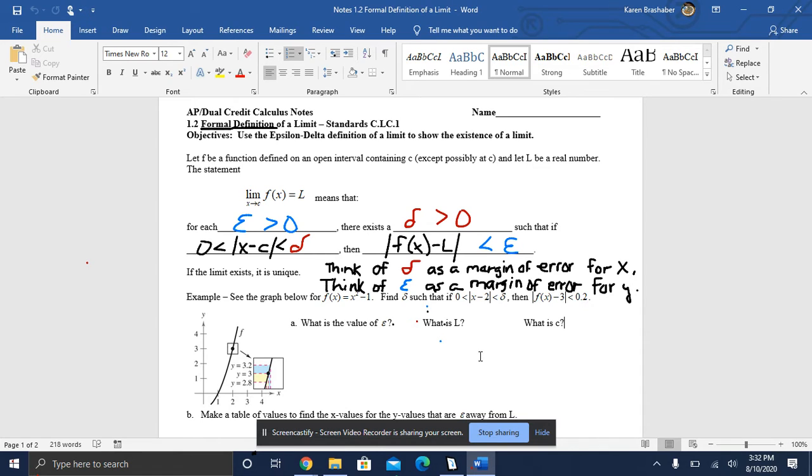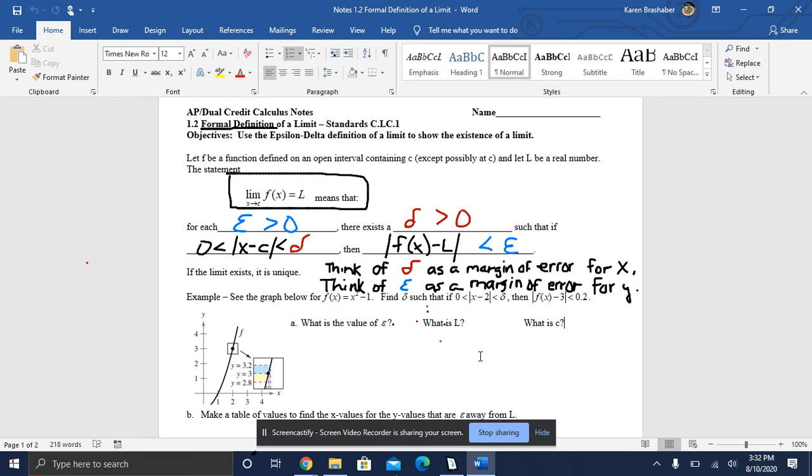So for us to say that the limit as x approaches c of f of x equals L, what we're really saying is that for each epsilon greater than 0, there exists a delta greater than 0, such that if 0 is less than the absolute value of x minus c, which is less than delta, then the absolute value of f of x minus L is less than epsilon.